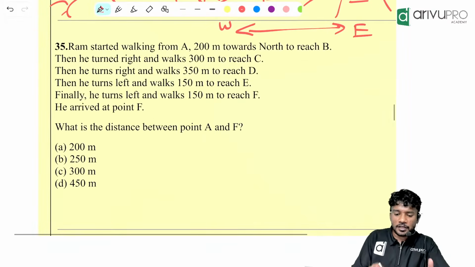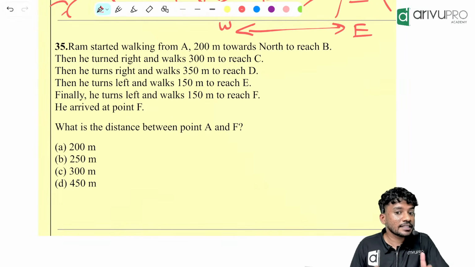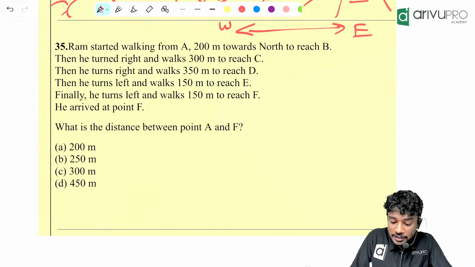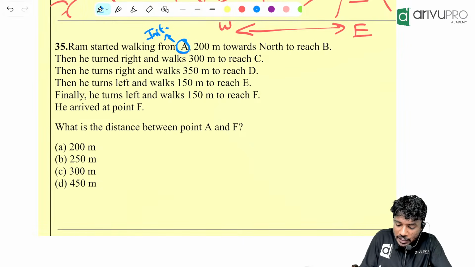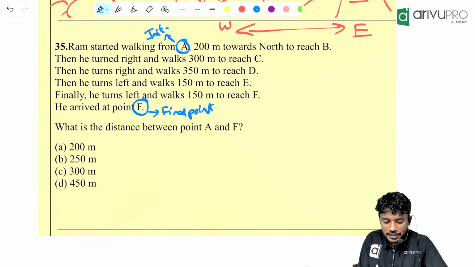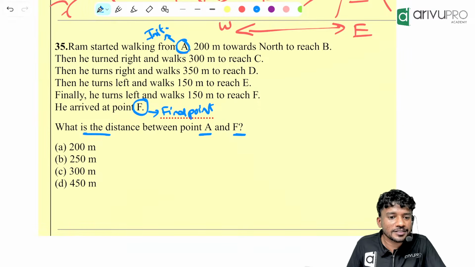Look here. I always told you, find the initial point, find the final point. Ram started walking from A, so A is our initial point. Finally, he arrived at a point called F, so F is the final point. So we can easily use our shortcut. They are asking what is the distance between A and F. What is the shortest distance between them?